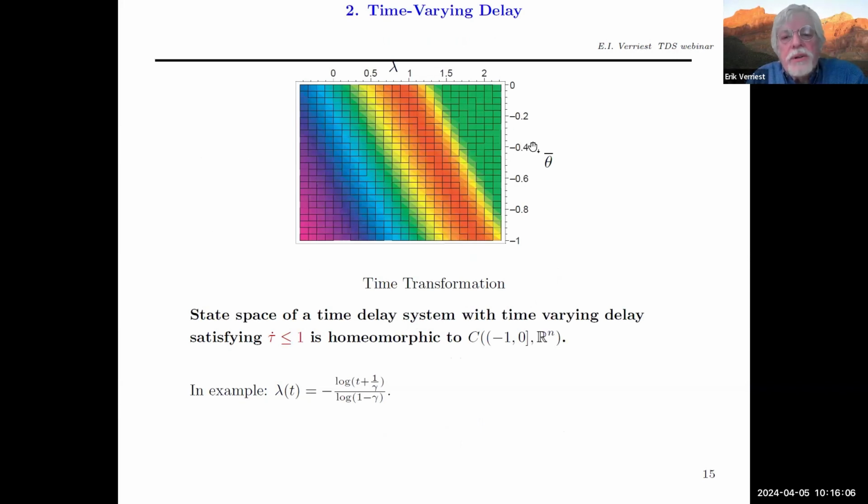For that example, this is the time transformation. It's this logarithmic form here. Then we see that indeed we have reduced the system, with lambda as the time variable, to one with fixed delay, and it can be solved as before.